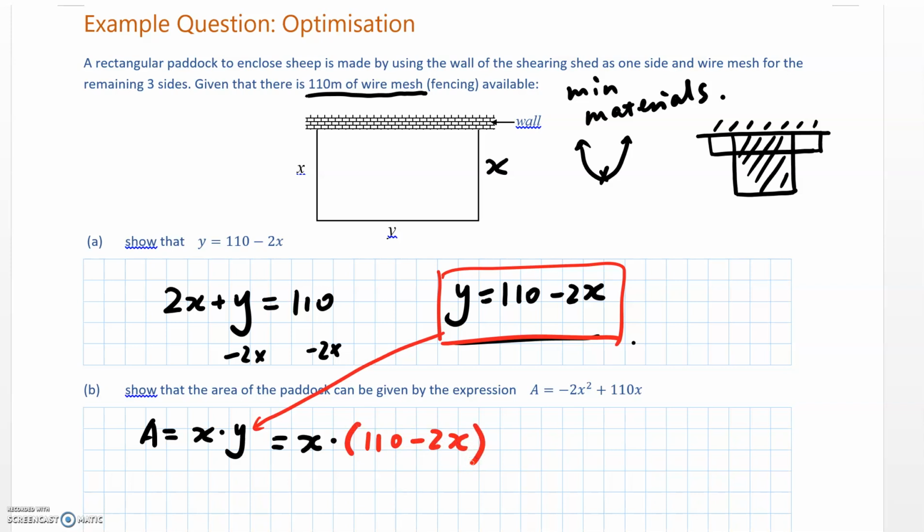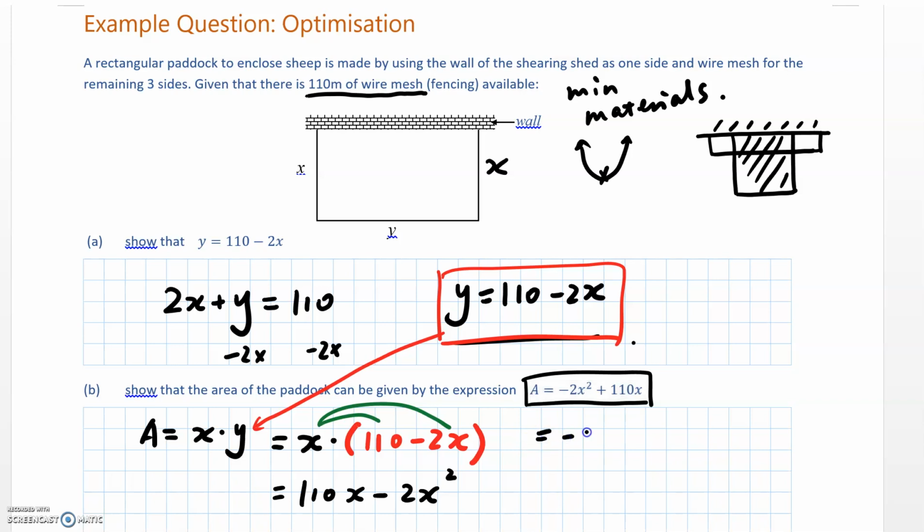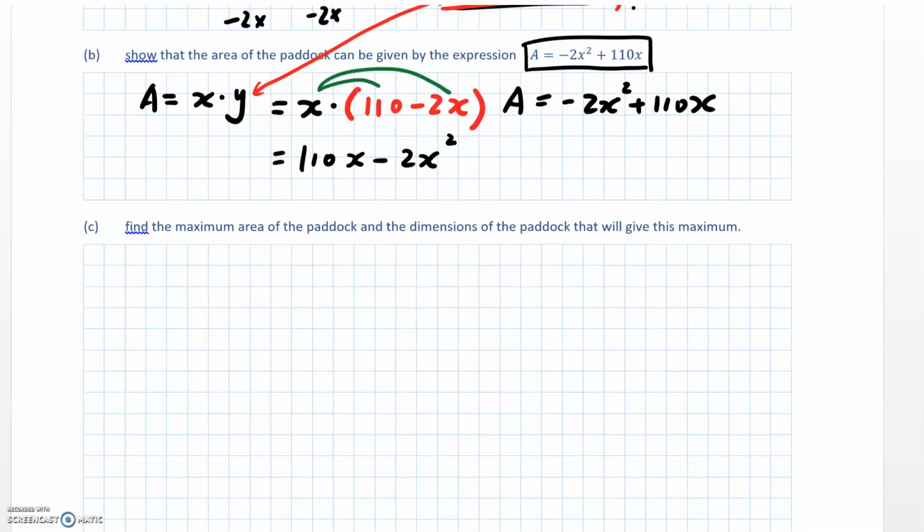Then it's very easy. I just need to open the bracket, multiplying each term. It equals 110x take 2x to the power of 2. The question gives it with the highest power in front, which is actually common sense. So we do the same by writing A equals negative 2x squared plus 110x. So that is pretty straightforward. Let's keep going and have a look at the later part.